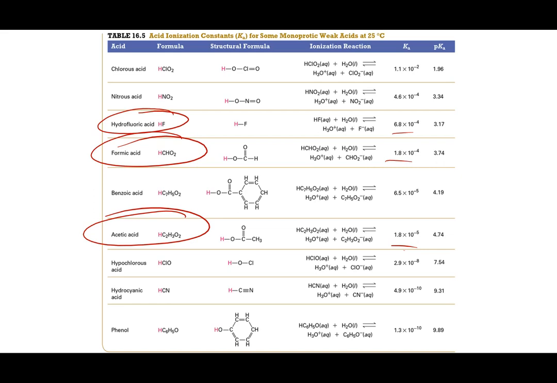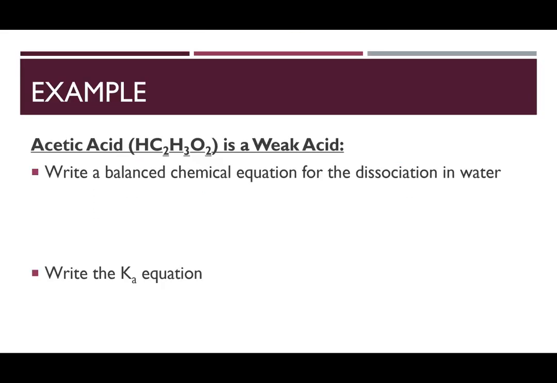Okay. So let's just do a little practice. This is actually practice from the last chapter. The first part is going to be review, and the second part will be new to this chapter. Write a balanced chemical equation for the dissociation of acetic acid in water, and then see if you can write the Ka equation. When I say dissociation in water, your reactants are going to be acetic acid plus water, and see if you can finish that equation. So go ahead and pause the video and I'll catch up to you.